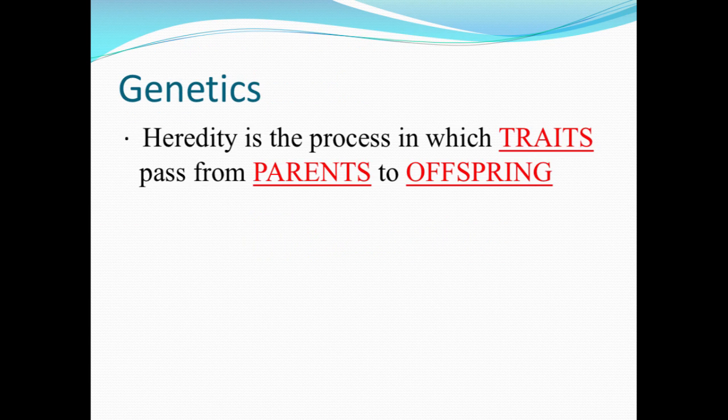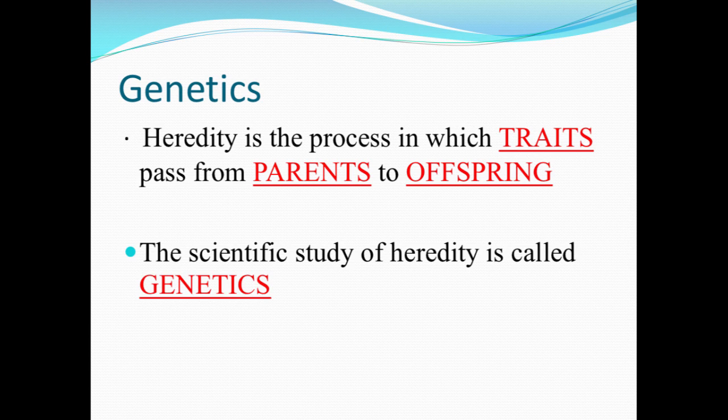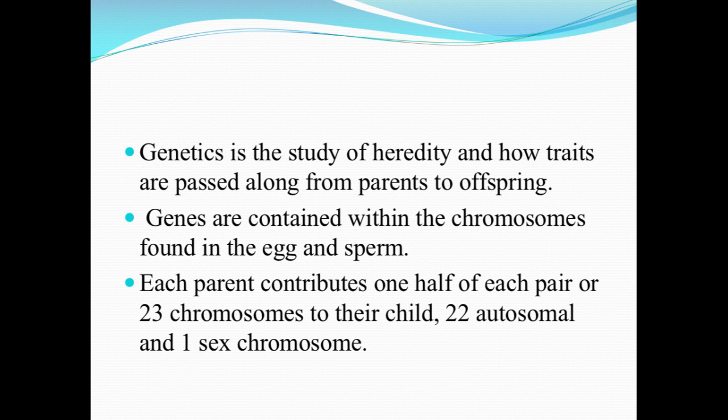So what is genetics? Heredity is the process in which traits are passed from parents to offspring. And the scientific study of heredity is called genetics. Genetics is the study of heredity and how traits are passed on. And genes can come from the chromosomes, which can be found in the eggs, which is the female, and the sperm from the male. Each parent, especially in humans, contributes half of their pairs of 23 chromosomes to their child, 22 of them being autosomal chromosomes, and one of them being the sex chromosome.